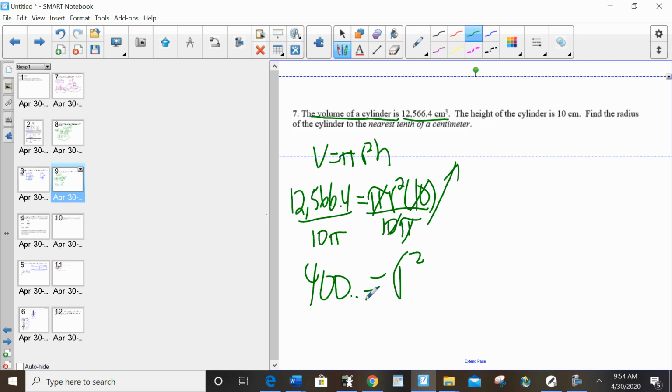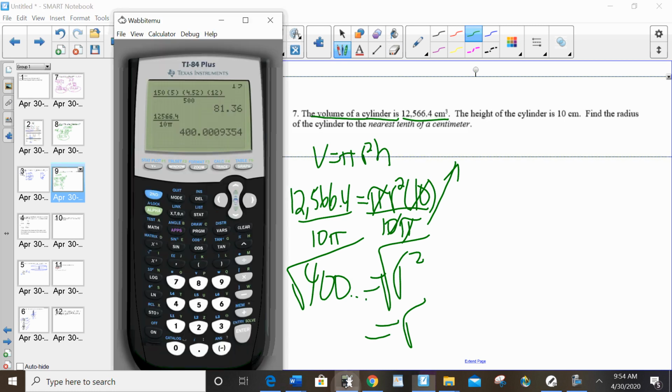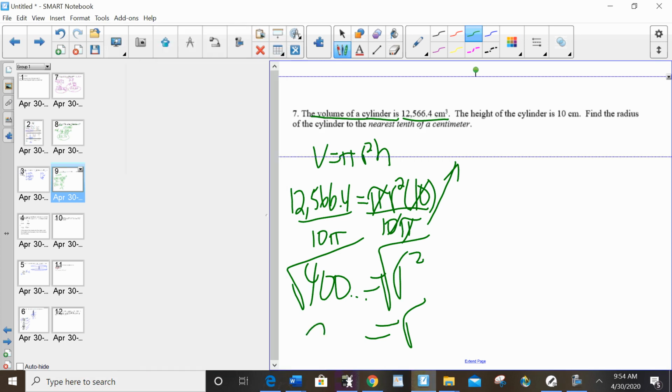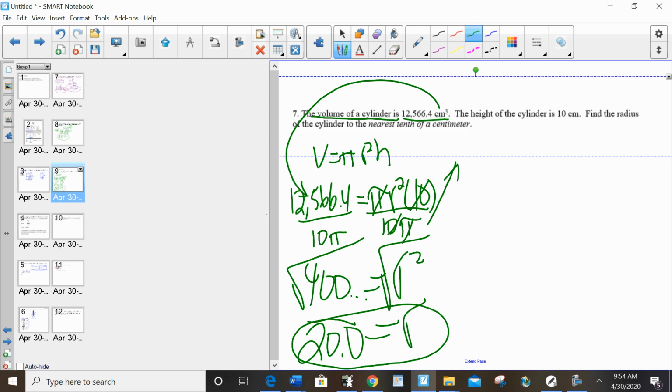Remember, we don't want to round until the very end. To get rid of the squared, I take the square root of both sides. Second radical, second answer, and to the nearest tenth, I get 20.0. So if it gives you volume, then you substitute in for V, and you do algebra to find the missing piece of information.